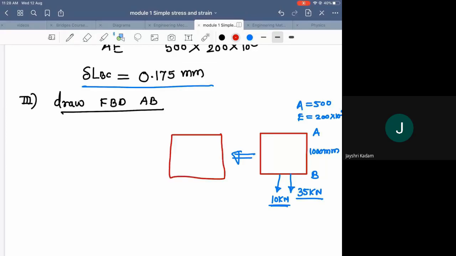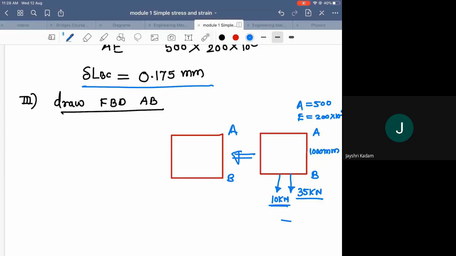Once again, I will draw the member, sorry, it is AB. Now both the forces are acting away from the body, tensile in nature, and both are going in the same direction. Force is a vector quantity. If both are going in the same direction, I have to just add these forces. These are parallel forces, so I can replace both by only one force.